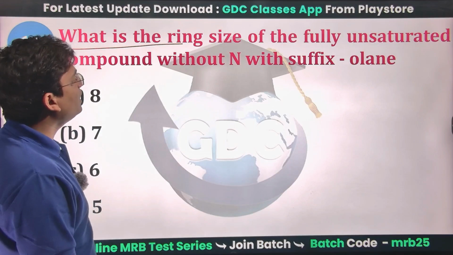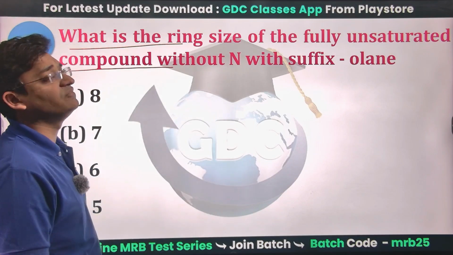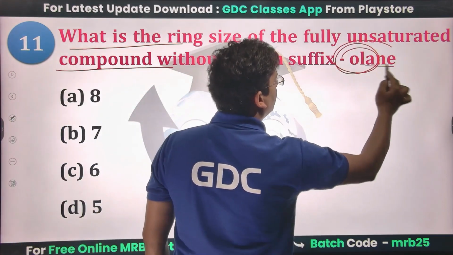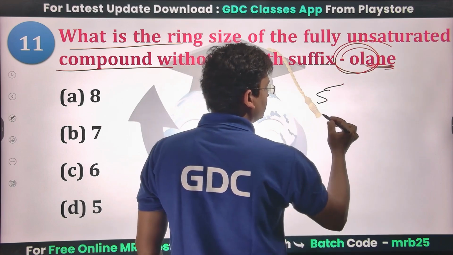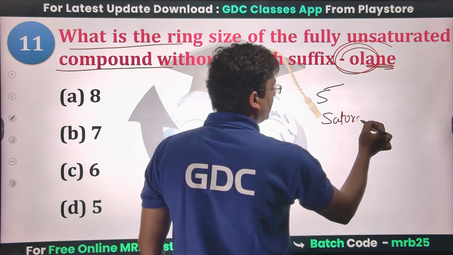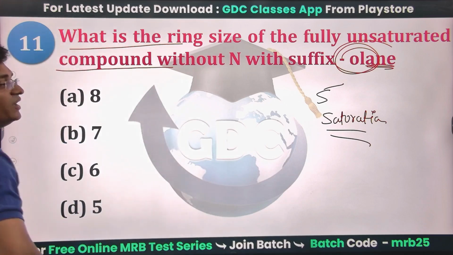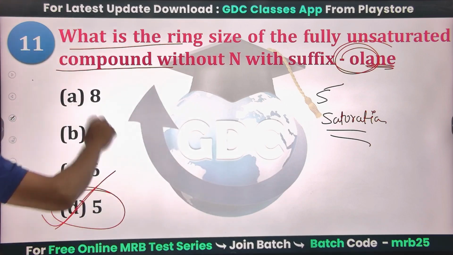What is the ring size of a fully unsaturated compound without nitrogen and with the suffix olane? We have suffixes like OL and ANE. OL is for a 5-membered ring. ANE represents saturation. So OL is for a 5-membered ring, and D will be the right answer.